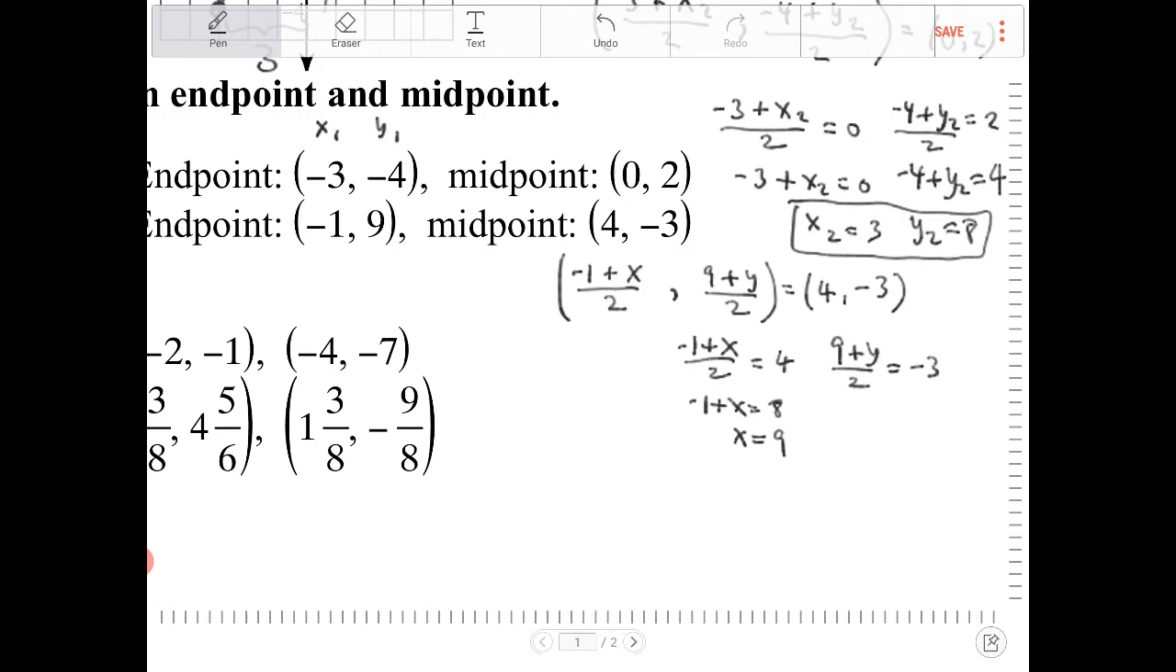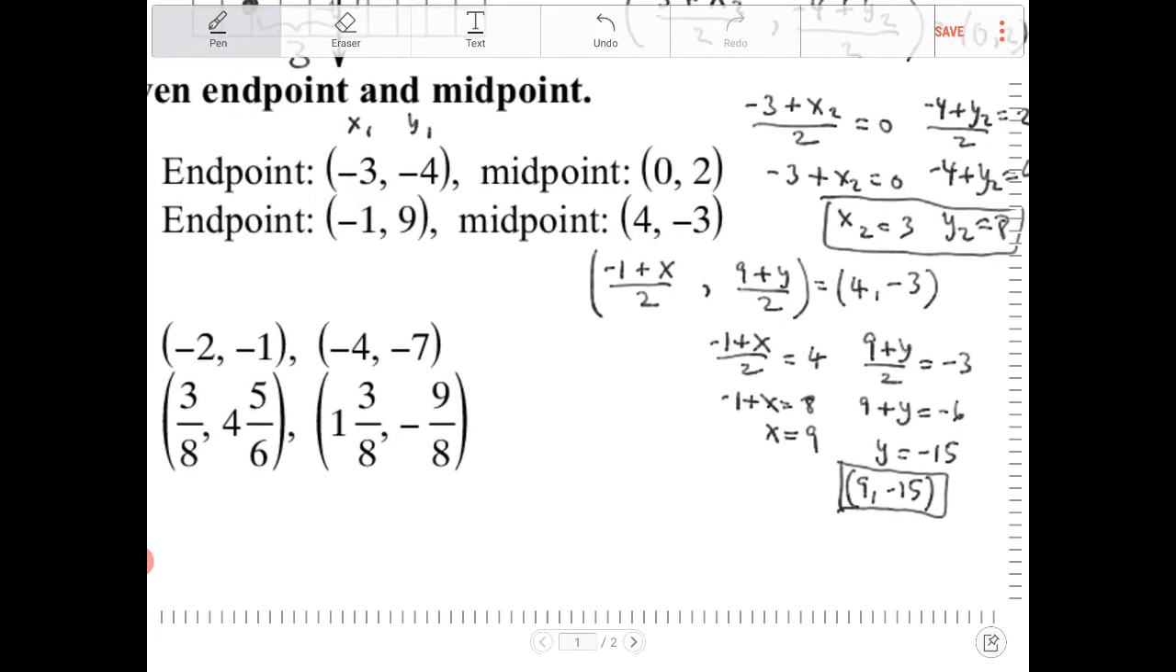Do the same thing with the y coordinate. Multiply both sides by 2. 9 plus y is equal to -6. Subtract 9 from both sides, and I end up with y is equal to -15. Or in other words, the coordinates are 9, comma, negative 15. There you have it.